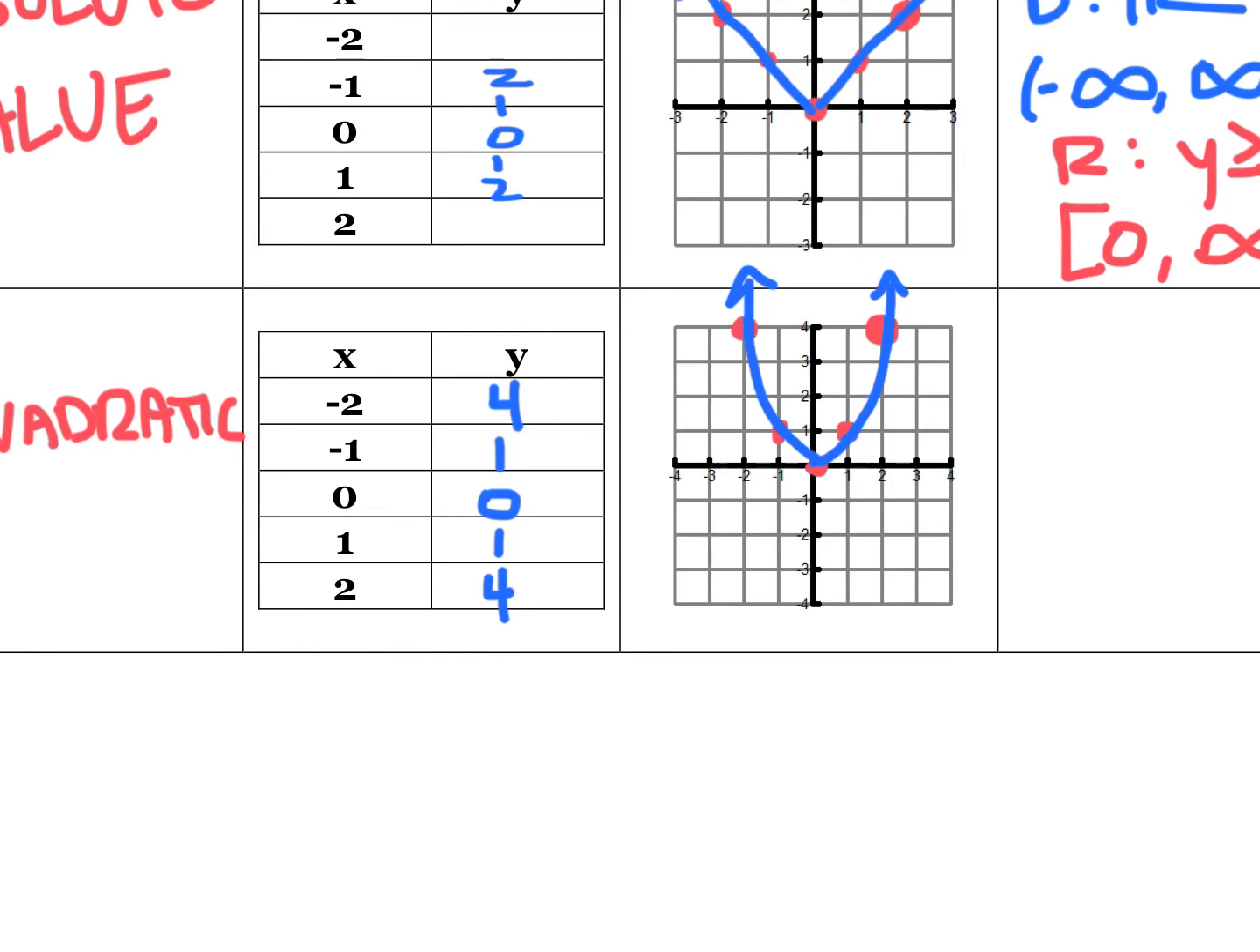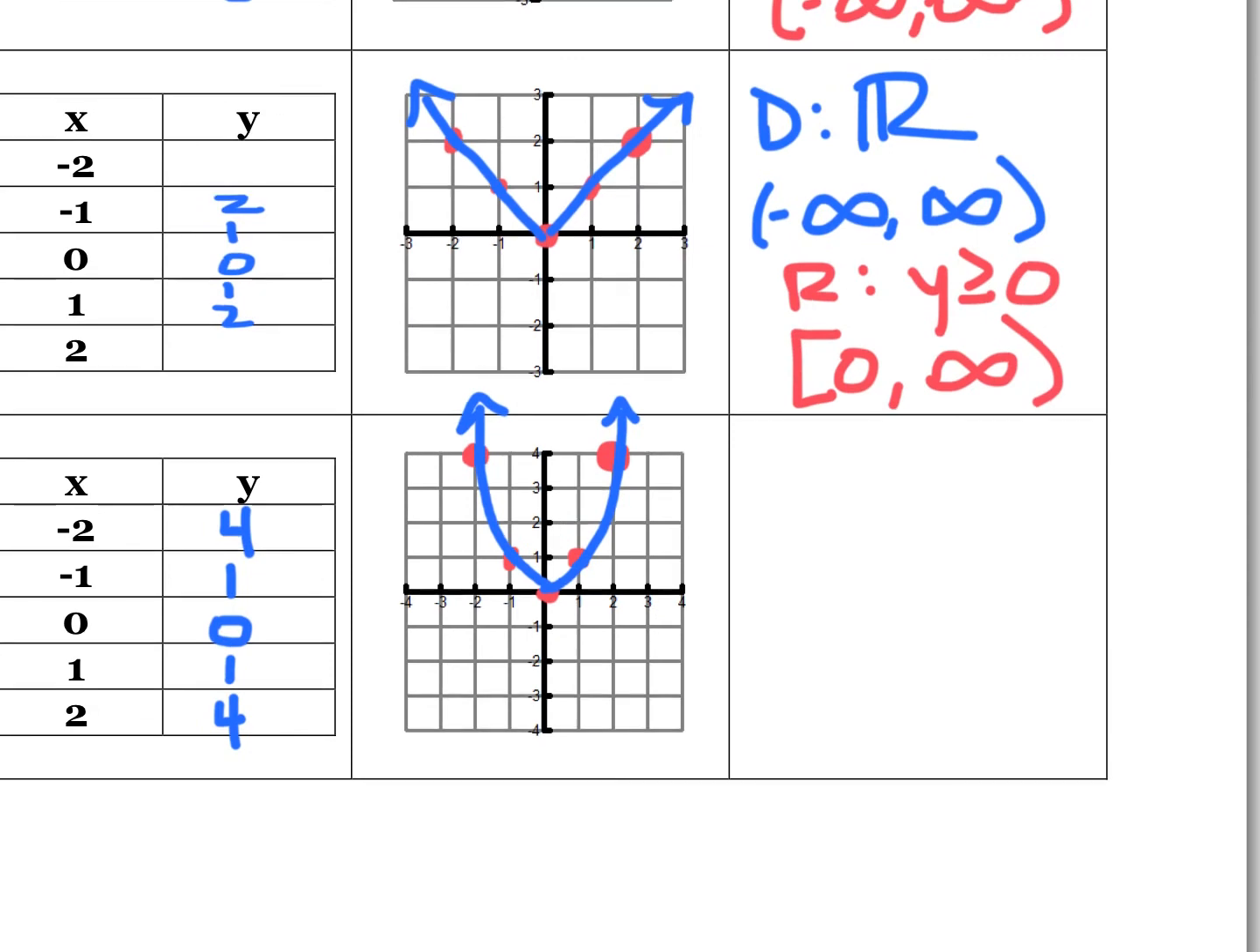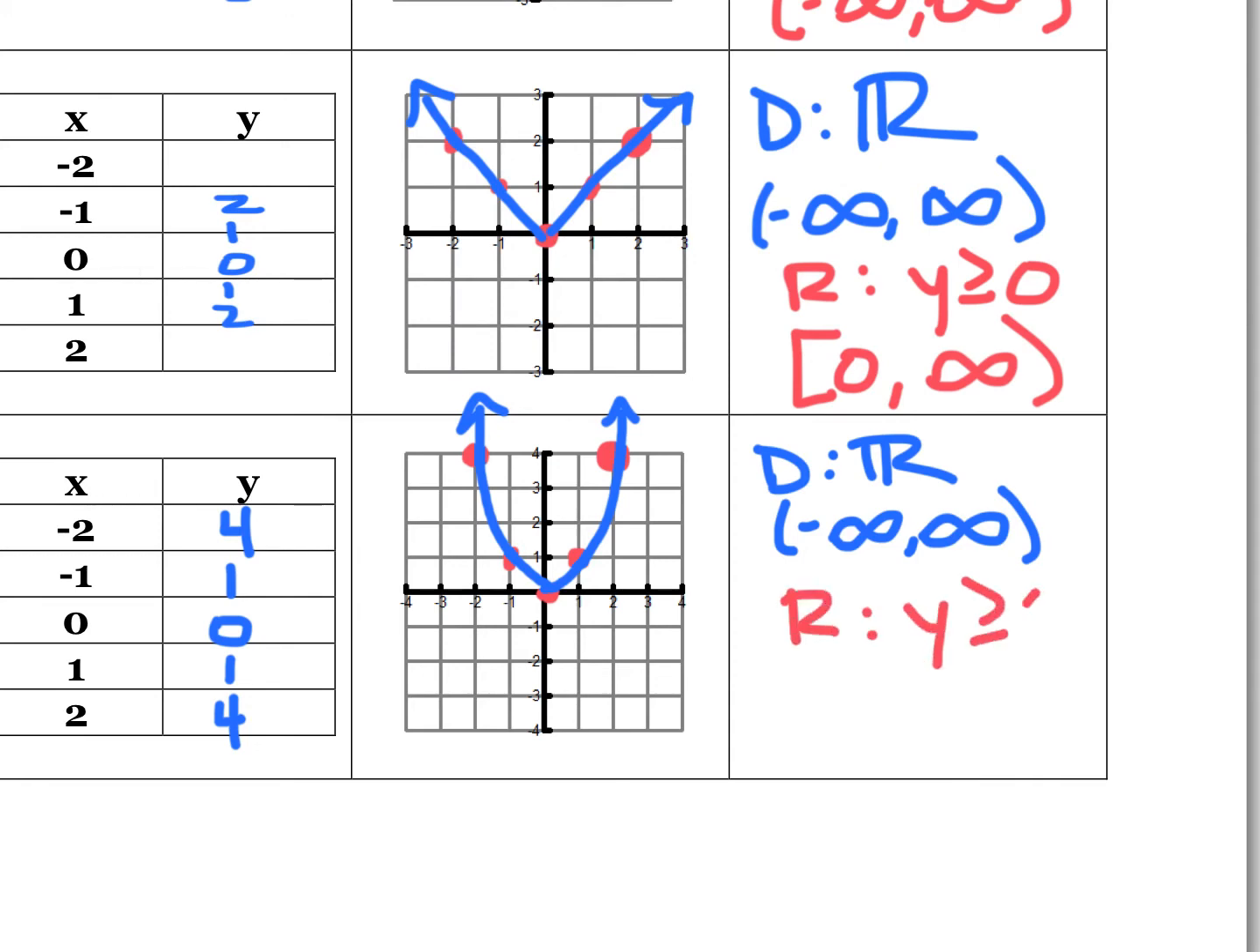Now, even though the shape is different from an absolute value, notice that the domains are the same. The domain is still all real numbers, so from negative infinity to infinity. And the range, just like absolute value, is all the y's greater than or equal to 0. So from 0 to infinity.